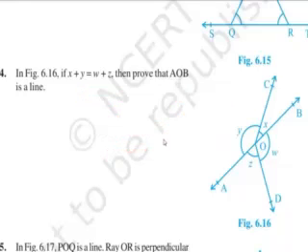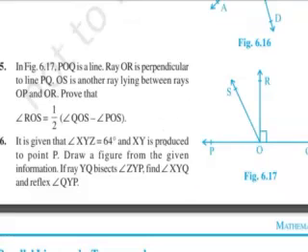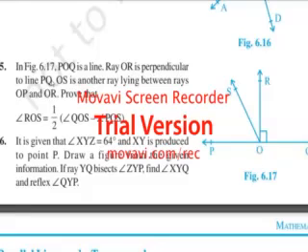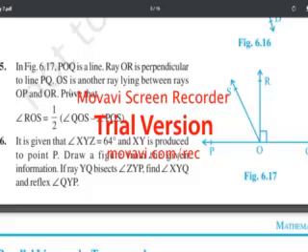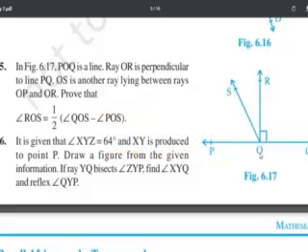Now if you go to question number 5, let's see the question. Here it has been said in figure 6.17, POQ is a line. Ray OR is perpendicular to line PQ. Okay, OR is perpendicular, that means it's making 90 degrees. OS is another ray lying between rays OP and OR. Prove that angle ROS is equal to 1 by 2 times angle QOS minus angle POS.